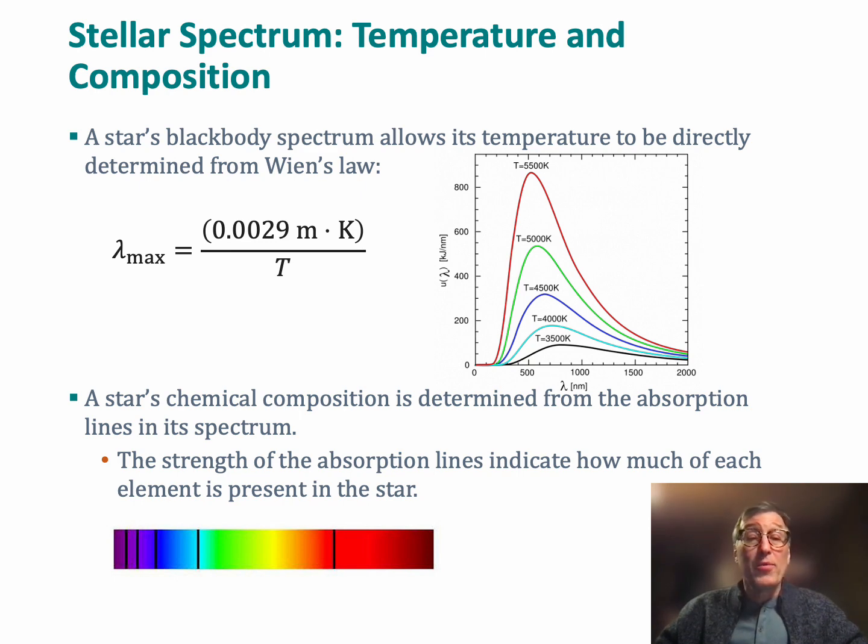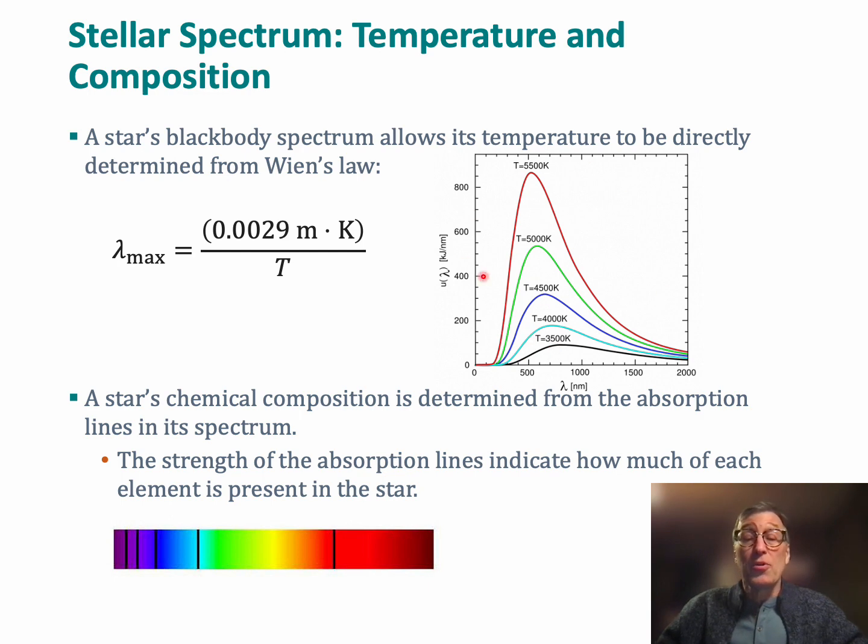Recall from before that the way we determine the temperature of a star was by looking at its spectrum and finding the lambda max, which is the peak wavelength, and using Wien's law. So here's Wien's law to remind you. And we measure lambda max. Here's lambda on the x-axis. And we find whatever the peak is for the curve. And we can plug that into this equation, rearrange it, and solve for temperature. And here you can see the temperature here is 5,500 kelvins. Down here, this last curve with the longer wavelength, lambda max, is 3,500 kelvins.